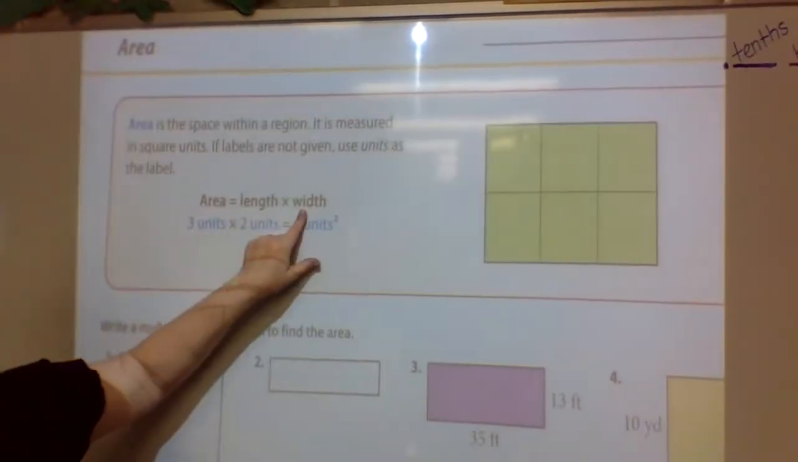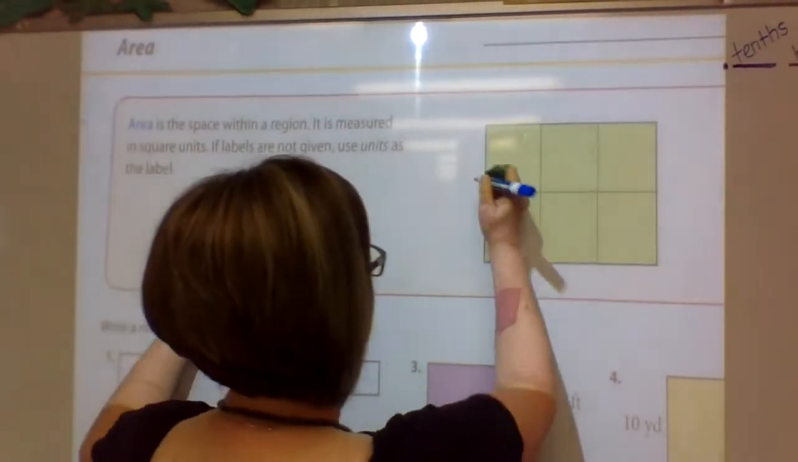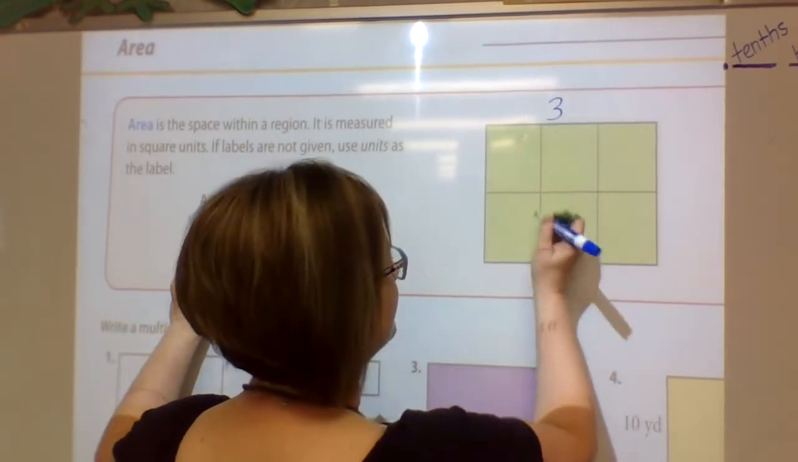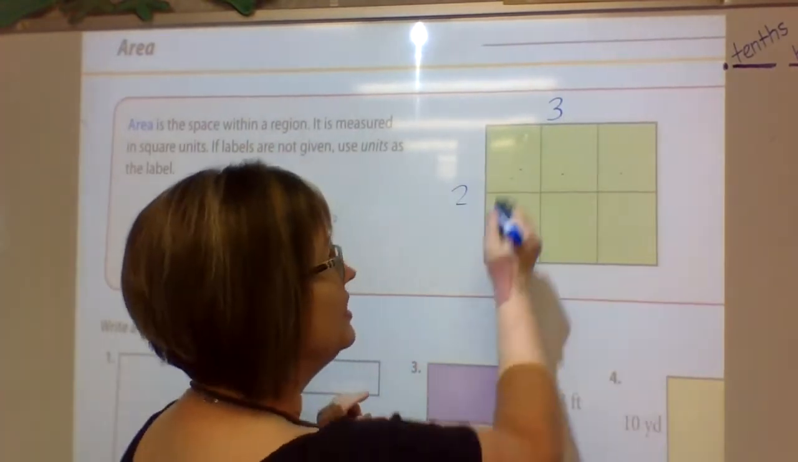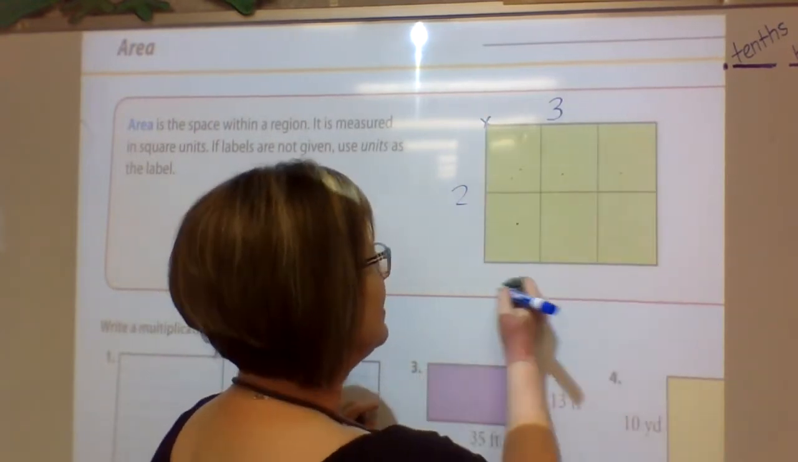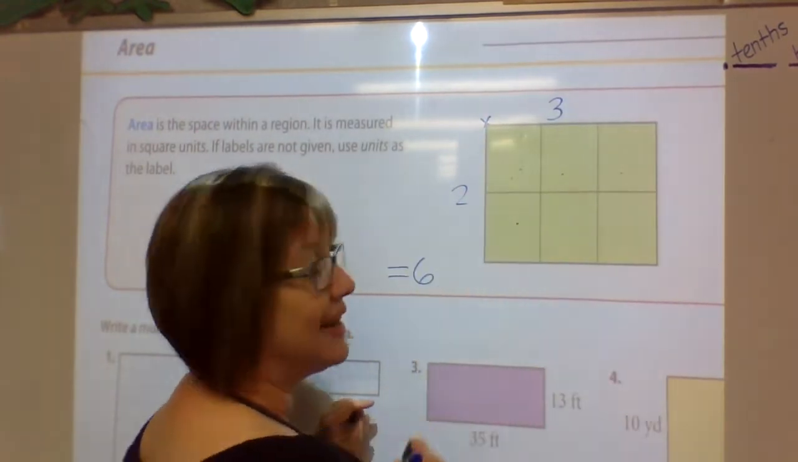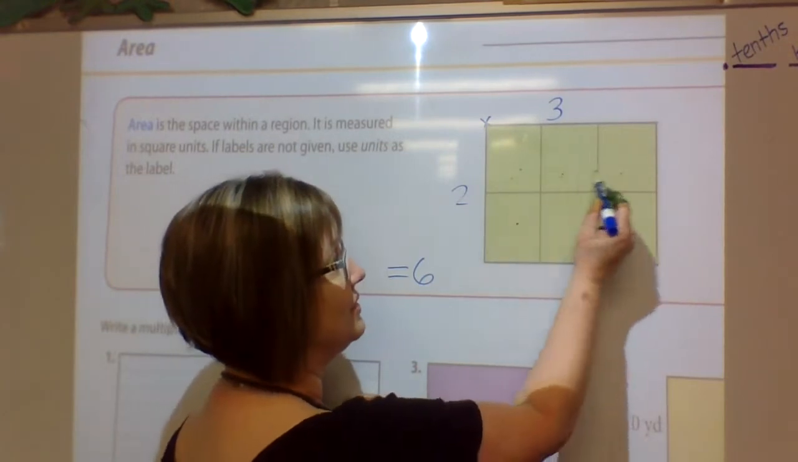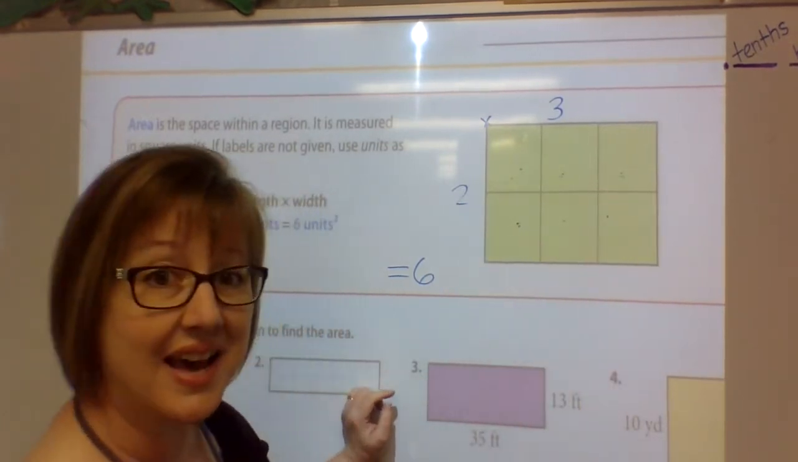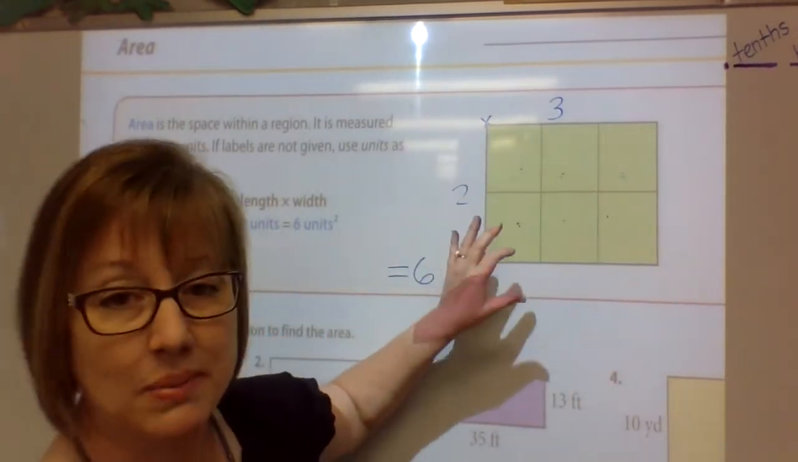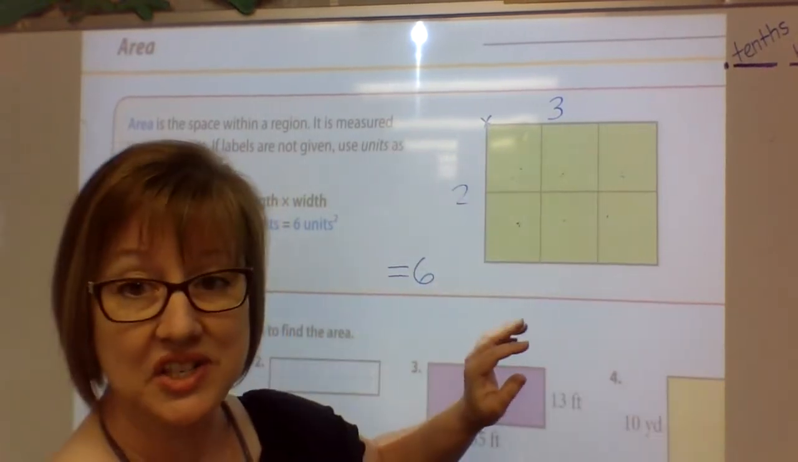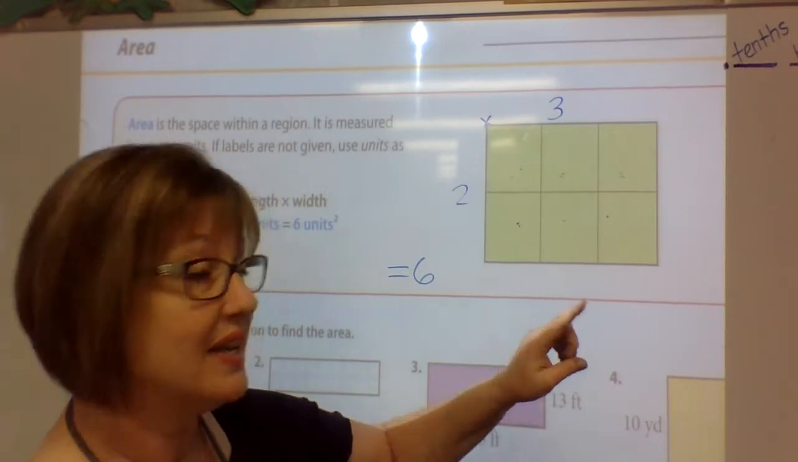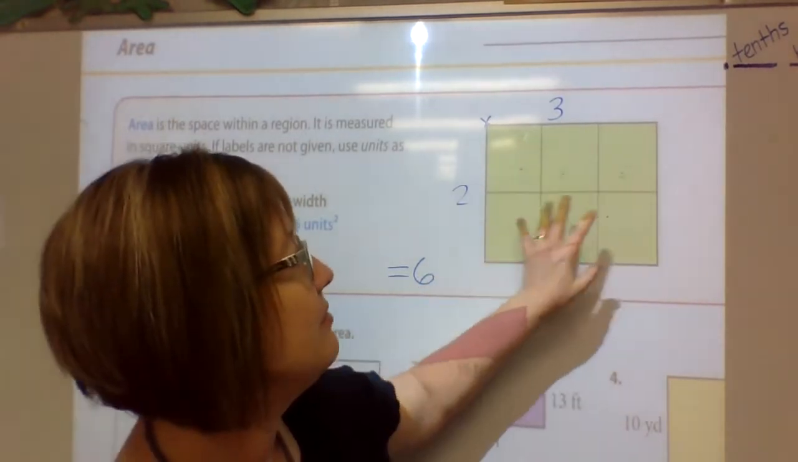Okay, area is length times width. So this is saying if this was 3 units, 1, 2, 3, and this is 2 units, 1, 2, we would do 2 times 3. That gives us how much area inside? There's 6, right? 1, 2, 3, 4, 5, 6. Do you see that? So you probably knew how to add this up before, right? If you have 2 rows of 3, it's much easier to go 2 times 3 is 6 than go 1, 2, 3, 4, 5, 6.